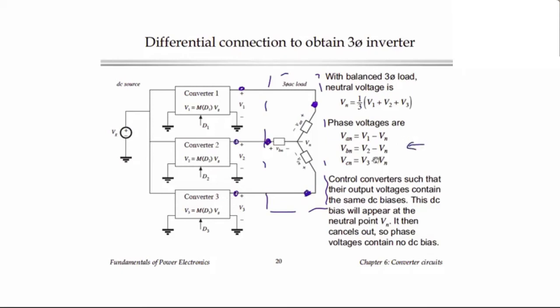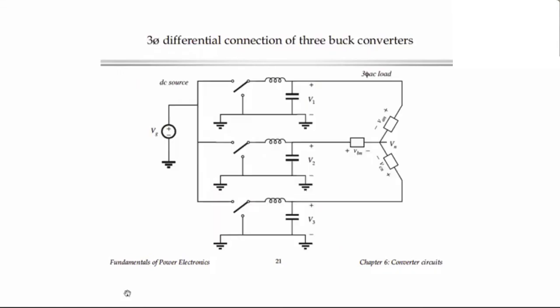So what we do then is we control the duty cycles of the three converters to make the three individual AC output voltages be the desired sinusoids, with no offset or no DC bias. So here is that circuit. Here again we have three buck converters with their individual filters.